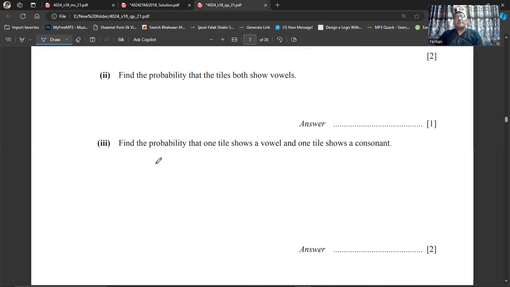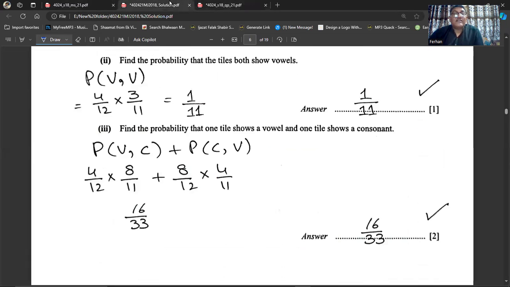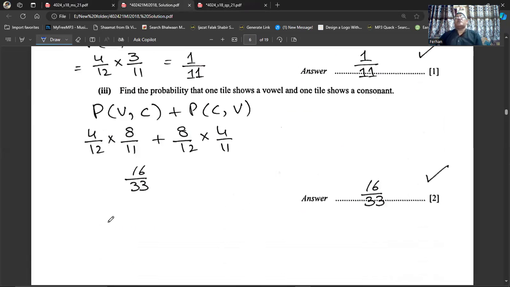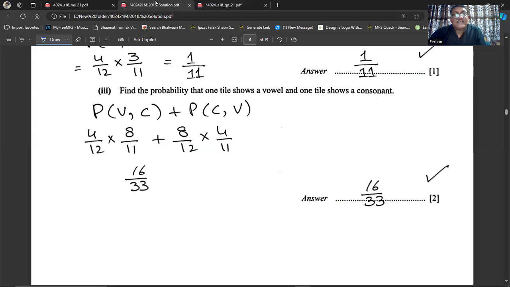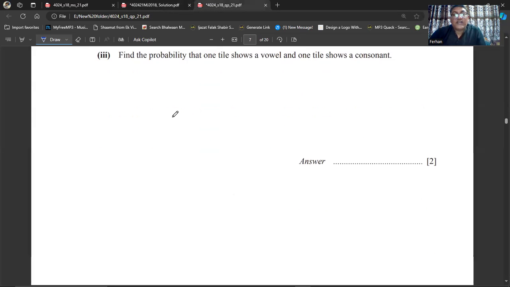Then the third part is to find the probability that one tile shows a vowel and one tile shows a consonant. Now, they have not given us the order, so I will find the probability of vowel, consonant, plus the probability of consonant, vowel. So it will be 4 by 12 multiplied by 8 by 11, plus 8 by 12 multiplied by 4 by 11. So it will be 16 by 33 after the simplification. 16 by 33 is the right answer, sir. This is how this question number 4 is done.